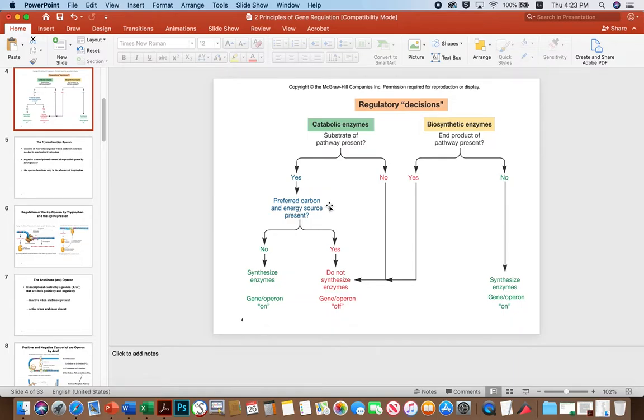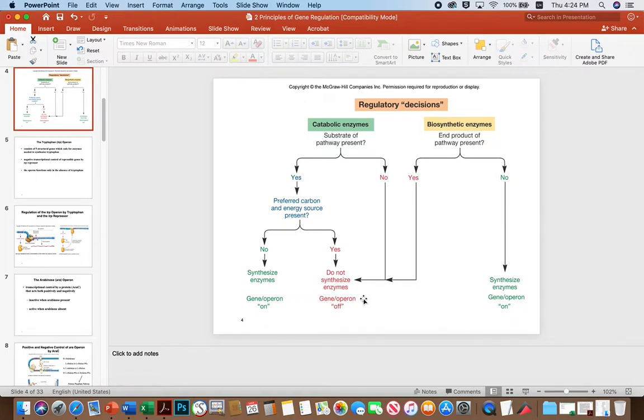The next question that the microbe has to ask, and obviously I'm being teleological and microbes aren't consciously thinking of this, but the next gene regulation type question that has to be asked is, is the preferred energy source or carbon source present? And of course, if the answer is no, then the operon gets turned on. If the answer is yes, there's something better to eat, then the microbe might shut things off before switching to metabolism of that other nutrient.